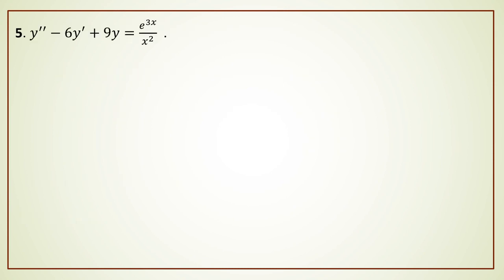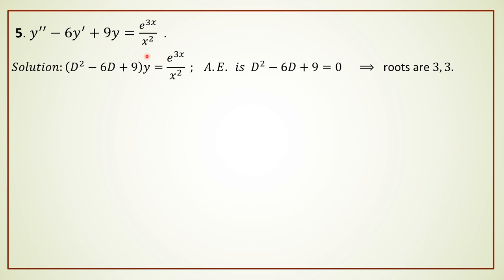Next problem, y double dash minus 6y dash plus 9y is equal to e to the power 3x divided by x squared. So let me write the given differential equation in a symbolic form. I can rewrite it as (d square minus 6d plus 9) of y is equal to e to the power 3x divided by x squared. Therefore, the corresponding auxiliary equation of the differential equation is d square minus 6d plus 9 is equal to 0, and the roots of the auxiliary equation over here are 3 and 3.